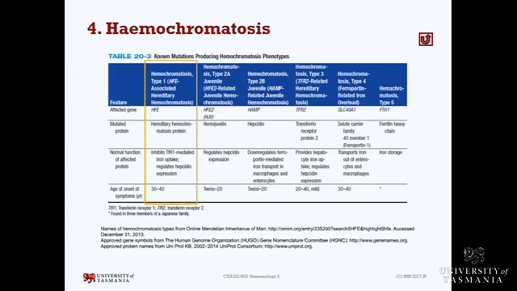The main difference between these from a clinical perspective is the age of onset of the symptoms. You can see here that for the most common form of hemochromatosis, the age of onset is 30 to 40 years.